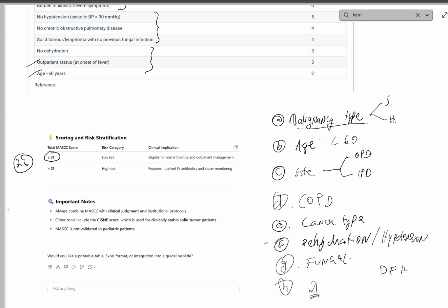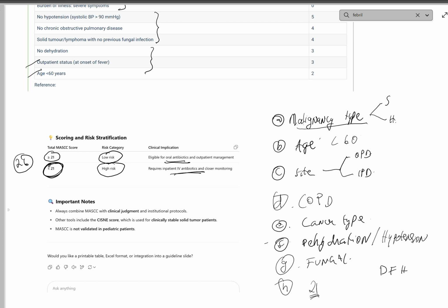Score greater than 20 means the patient is low risk, and score less than 21 means the patient is high risk. For low risk, they are eligible for oral antibiotics. In high risk it will be IV antibiotics and immediate action. So if the score is less than 21, then this patient is eligible for inpatient admission.